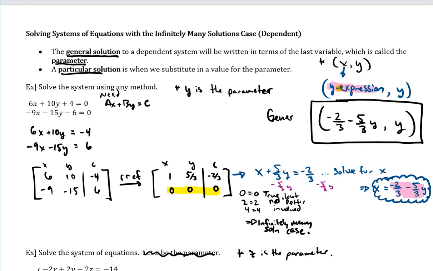So this is our general solution. Okay, and then from there, if they want a particular solution, all we have to do is start plugging in values for y. So you could plug y equals 0 in. You could plug y equals 1, you could 2, 3. So that's where the infinitely many solutions come from.